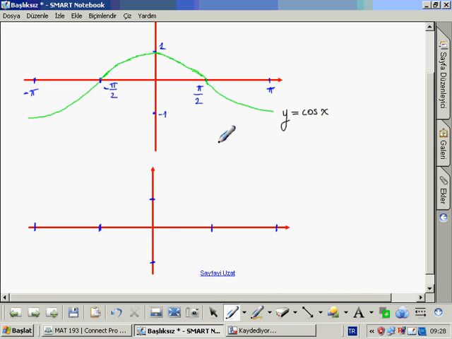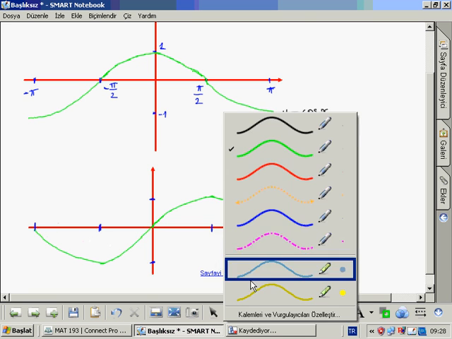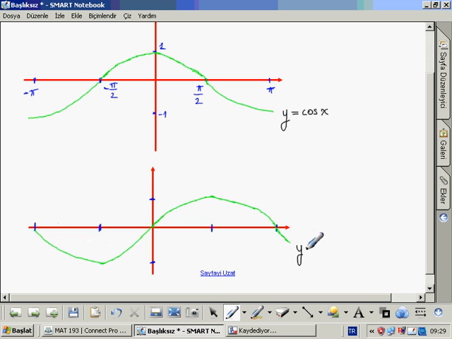What can we say about it? It's an odd function, and it's equal to sine of x. Okay, and let me write some addition formulas for cosine and sine.